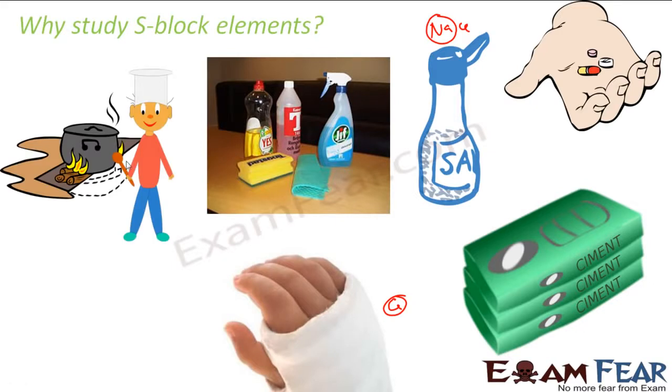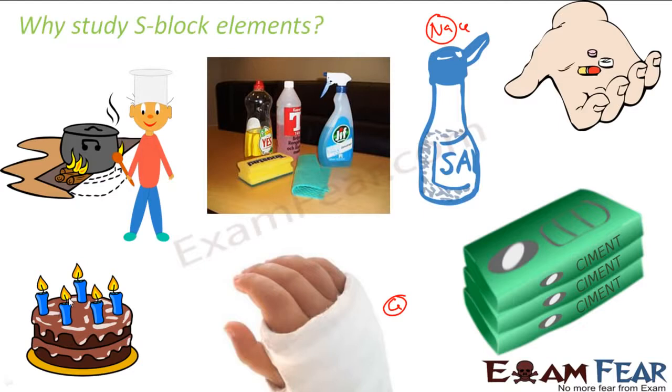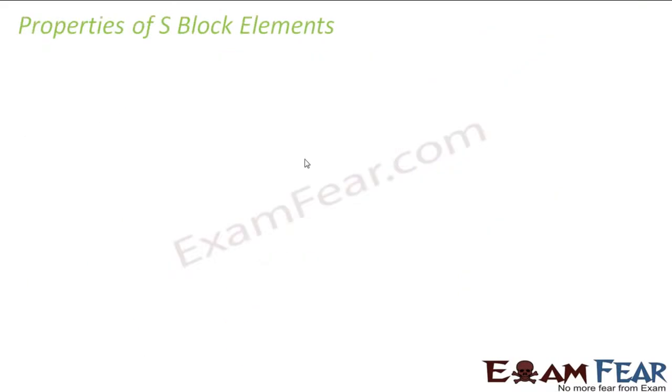When you are cooking, you use baking soda to prepare pastries and cakes. There also we use S-block elements. In fact, in our body also, S-block elements are used a lot to maintain the balance of all the chemical compounds and for transportation of different nutrients across the body. Biologically also, S-block elements have huge importance, and it's good to understand these things which we use in our day-to-day life.